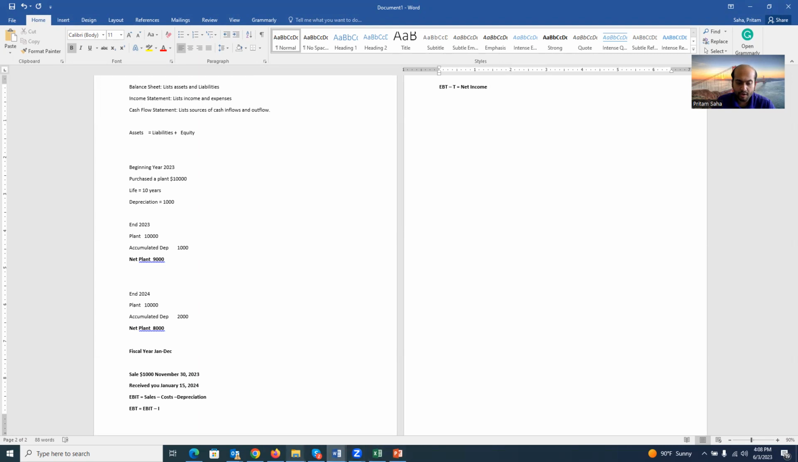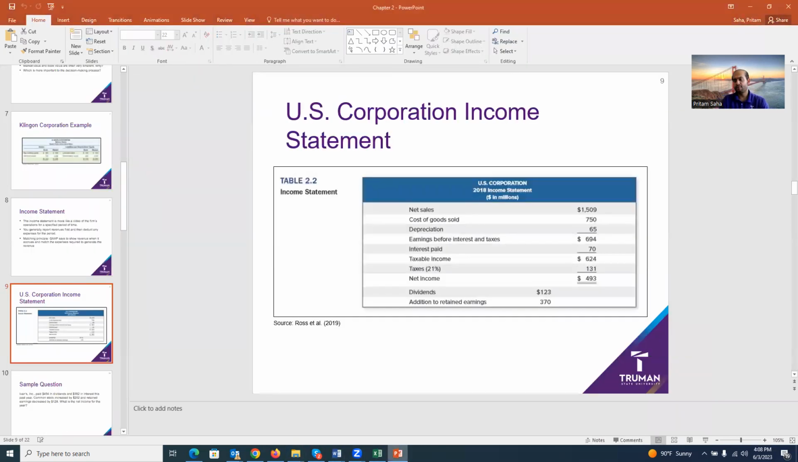So basically it's a process. You start with sales, how much product you sold. Then how much cost I have to produce those products, and how much depreciation I have because I use some fixed assets. You get EBIT, earnings before interest and tax. From that, deduct the interest payment. You get earnings before tax, or taxable income. From that, deduct tax. You get net income.